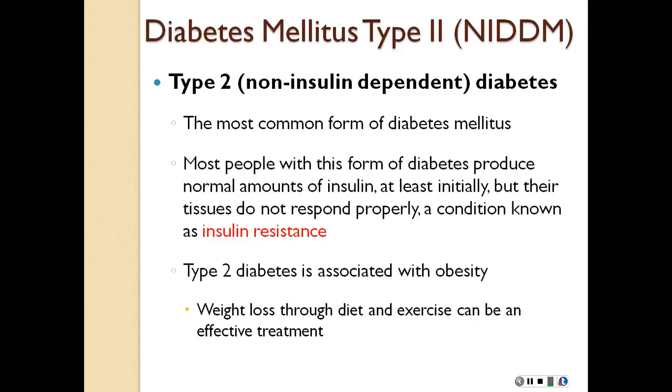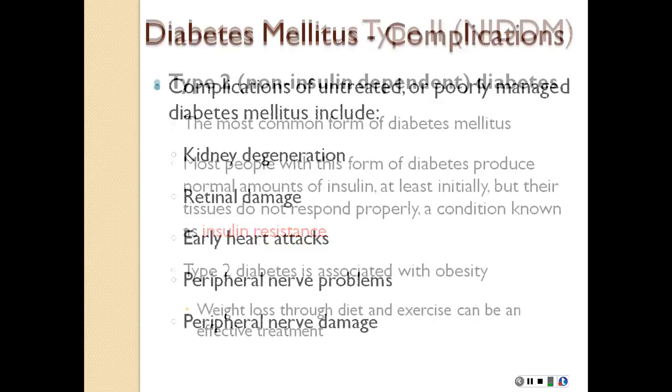Type 2 diabetes is also associated with obesity. A lot of times weight loss through diet and exercise can be an effective treatment. Especially if it runs in your family, you almost have a good idea that it's going to happen to you if you don't have the right diet and exercise.